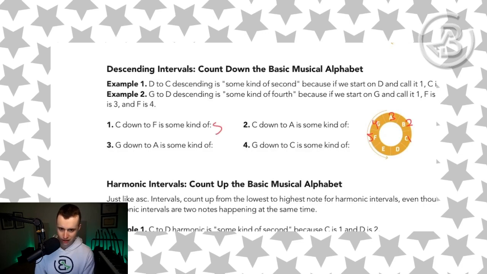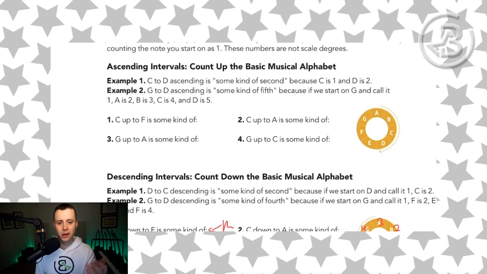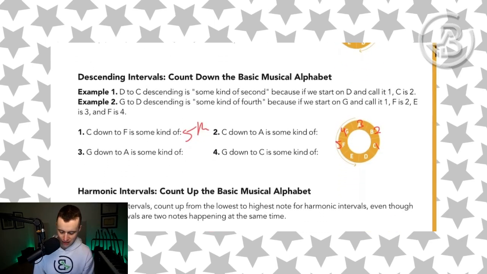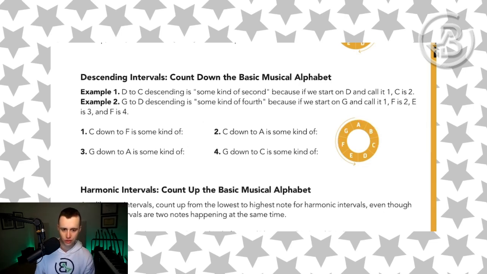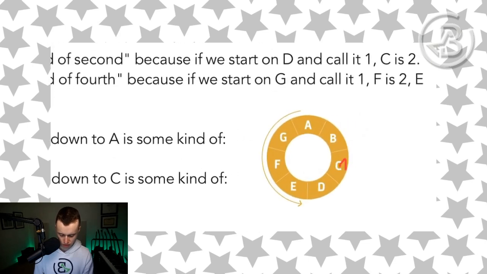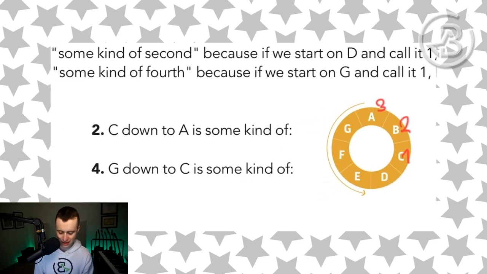So C down to F is some kind of fifth, which is interesting because if you recall, in our last lesson we did C up to F, and going to the right around the basic musical alphabet, we got to a fourth. So C going down to F is a fifth, C going up to F is a fourth. Now let's do number 2. Number 2 is C down to A is some kind of what? Okay, so C is 1. We're going backwards now. B is 2, A is 3. Ooh, interesting. So C down to A is some kind of third. Whereas C going up to A, C, D, E, F, G, A was some kind of sixth.